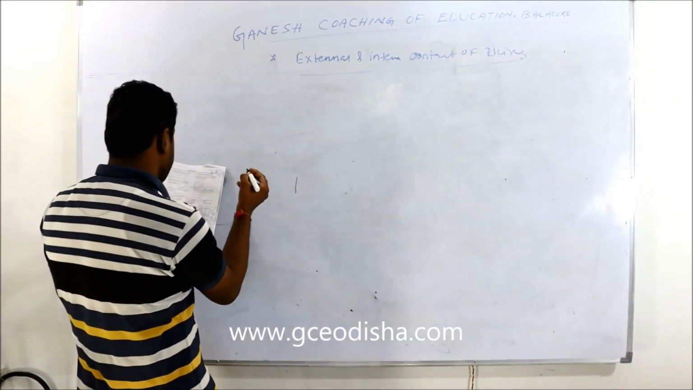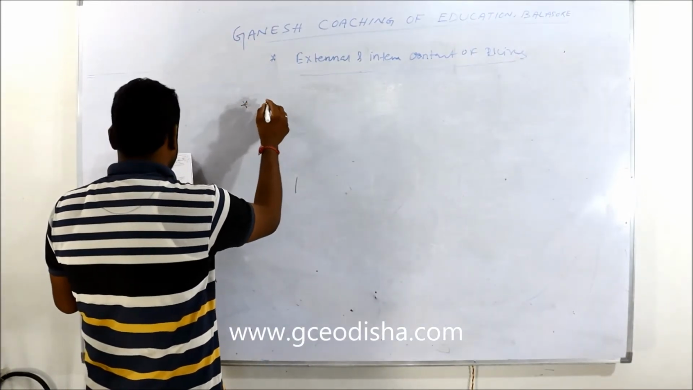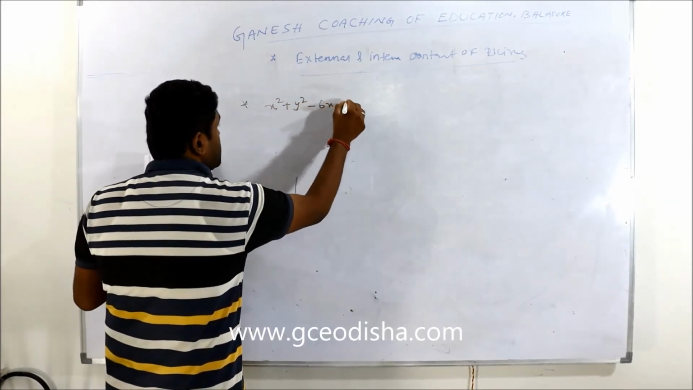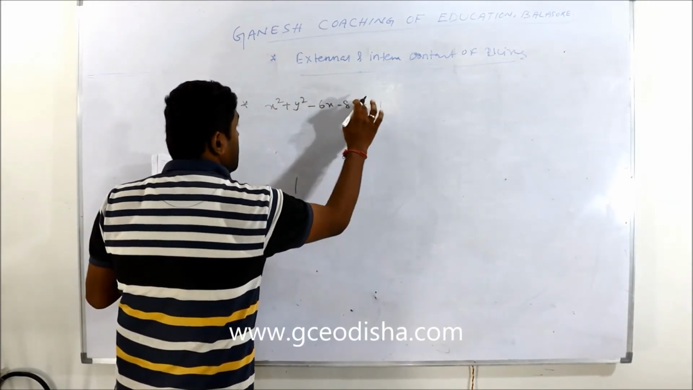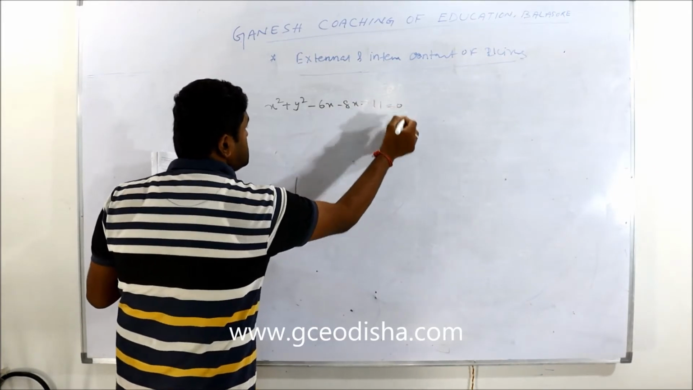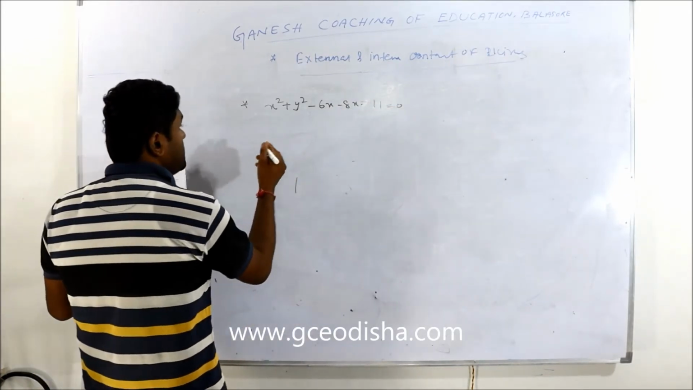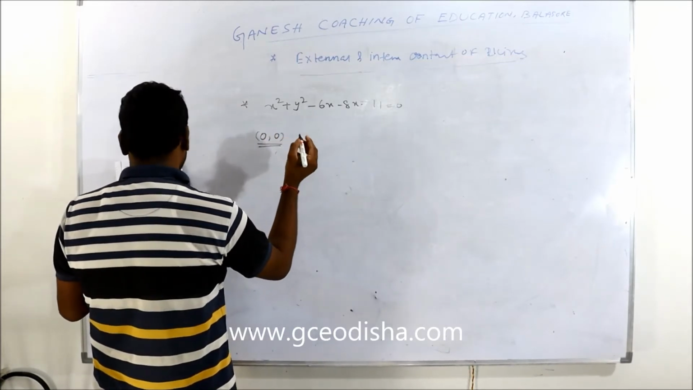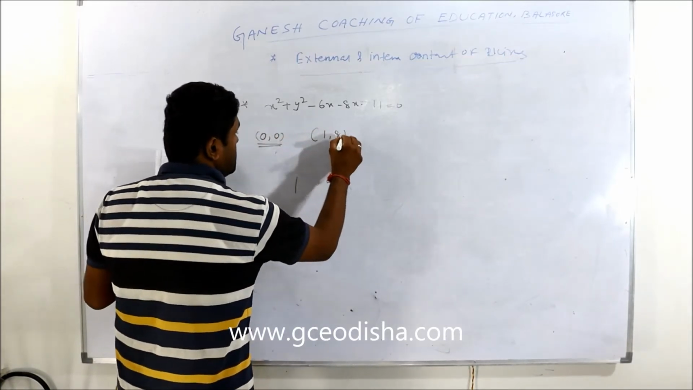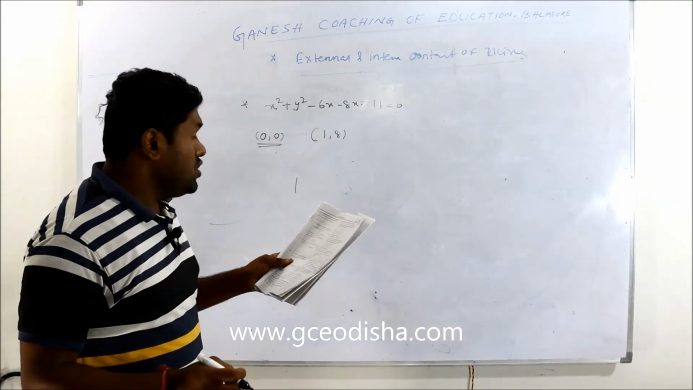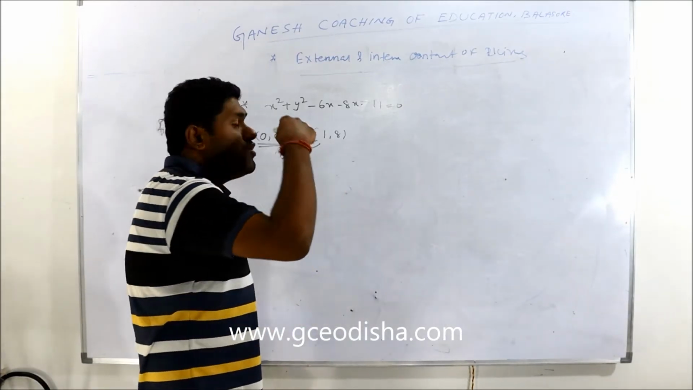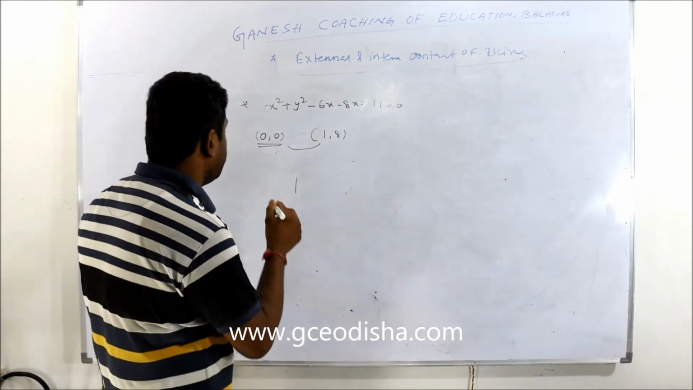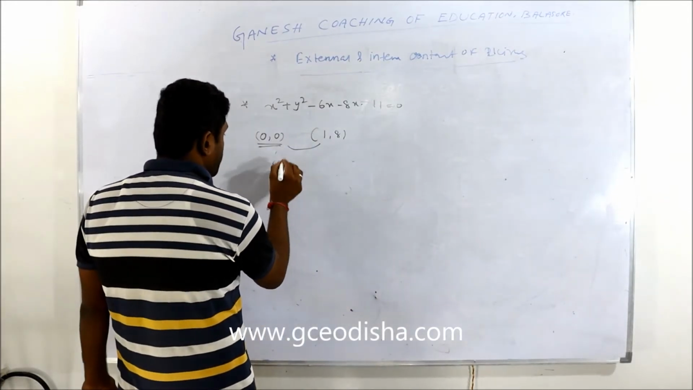The question gives the equation of a circle, x square plus y square plus something minus 11 is equal to 0. Two points are given, one point is (0, 0) and another is (1, 8). They ask whether each point lies on the circle, inside the circle or outside the circle. I told you, you just find S1.